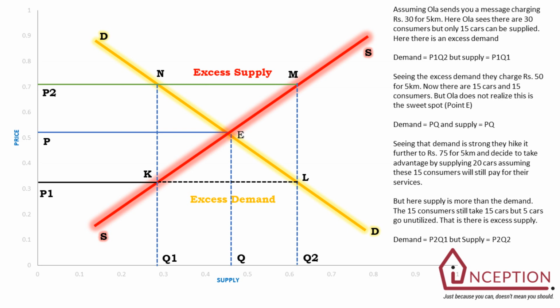Here, demand is P1Q2, but supply is P1Q1. What it means is the price here is quite low, hence P1. The quantity that the consumers want is Q2, that is at the point L, and K, you're able to see the excess demand line represented in those dotted lines. So here there is excess demand, but the supply at P1, the quantity which they're able to supply is Q1. That is, the consumer is wanting 30 cars, but the supplier is not able to supply those 30 cars and can give only 15 cars.